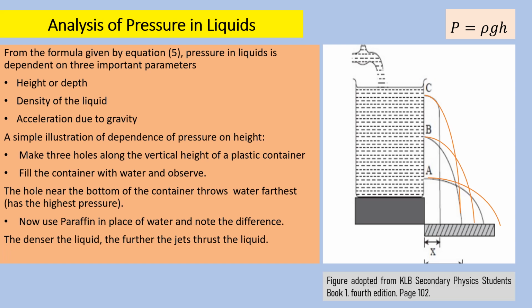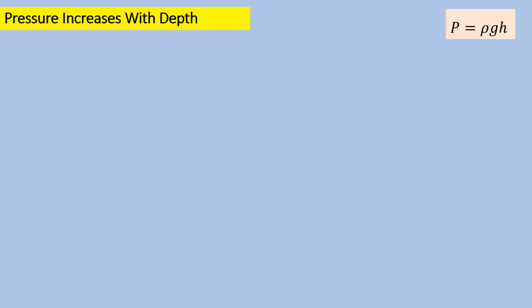So this has been adapted from KLB Secondary Physics. You can look at it in book 1, on page 1 or 2, to view this diagram better. So what we've learned is that the pressure increases with depth, because at point A, which was close to the bottom, it had greater pressure than points B and C.